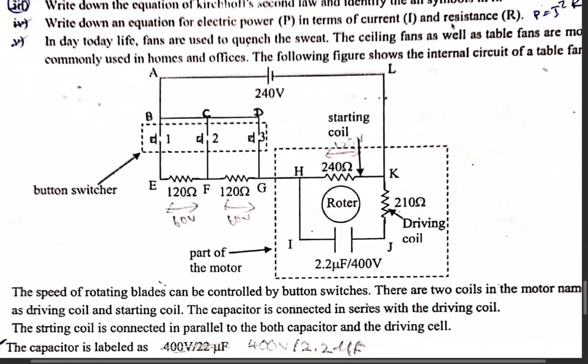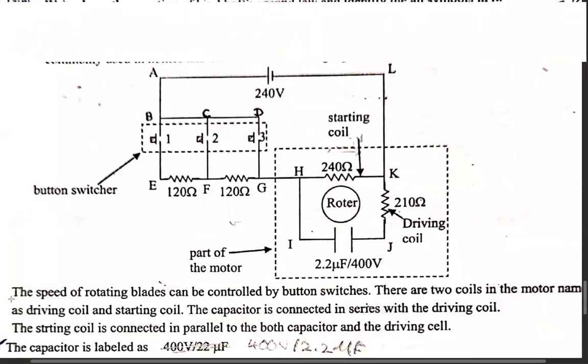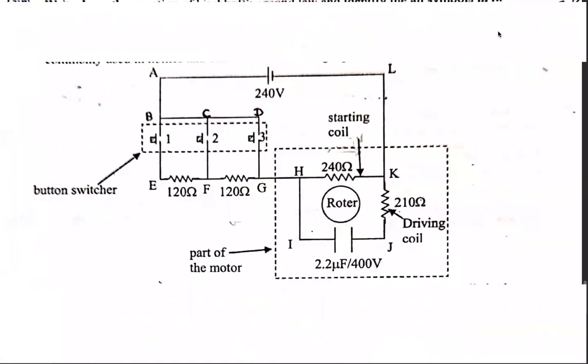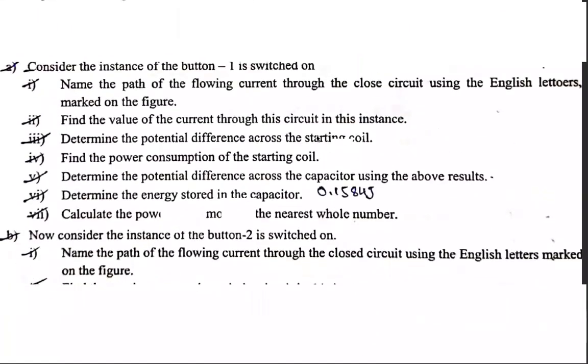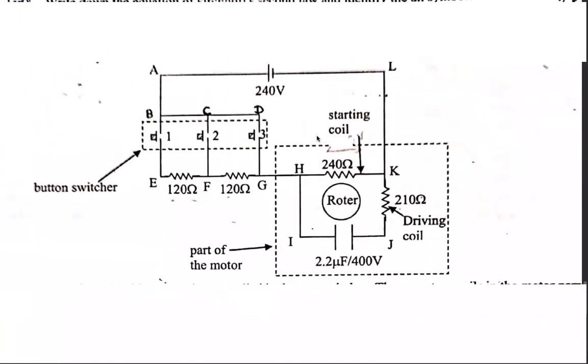Wait, now this 60 volt, someone has marked in the question, that is wrong. That is not always true. So let's just get rid of that. When you switch on all three, what will happen? Let's prepare the area. Wait a minute. When all three switches are switched on, what is that question number? D, right? Simple D. Okay.